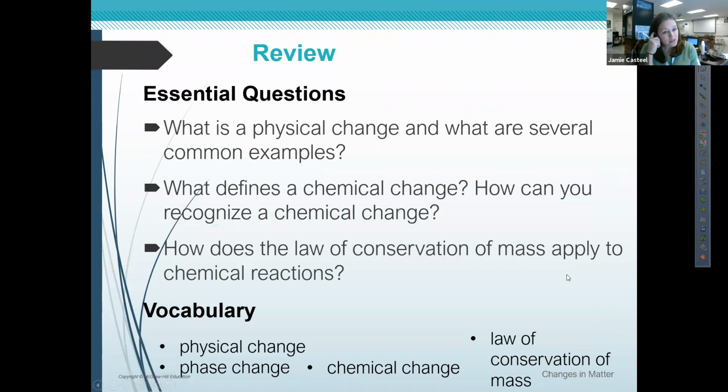So what are the essential questions? What is a physical change and what are some examples? We went over it. I drew the big triangle for you. What defines a chemical change? We talked about that. And how can you recognize it?